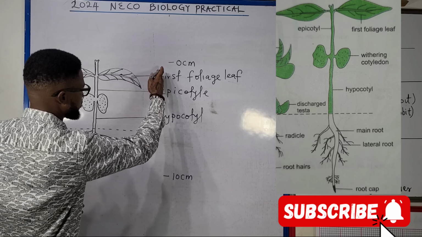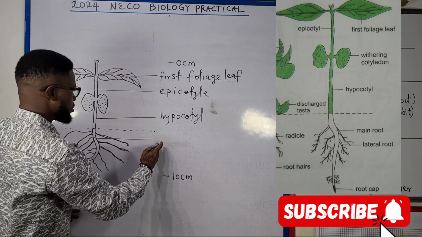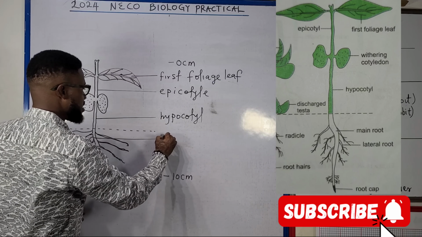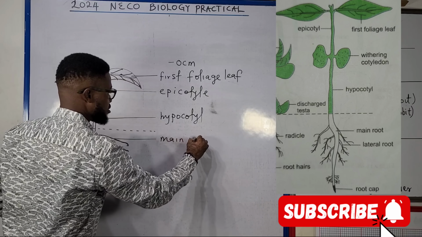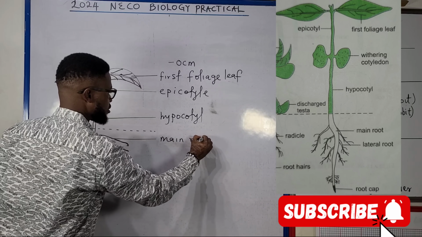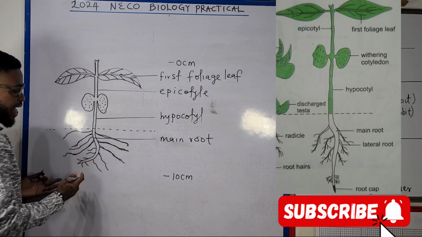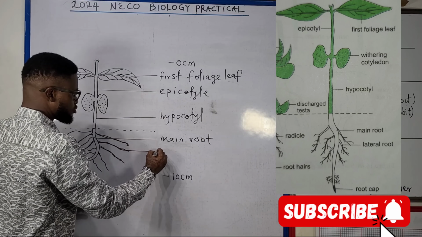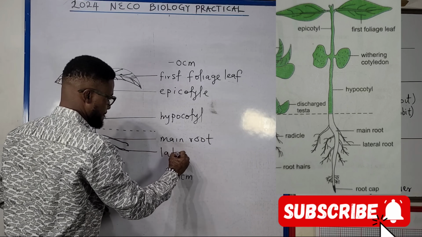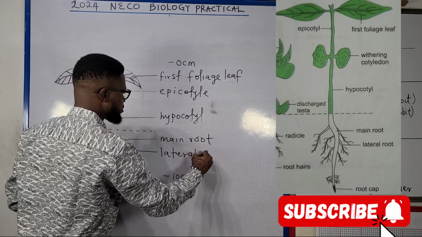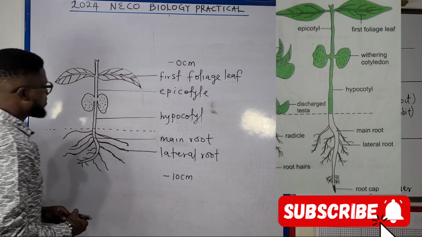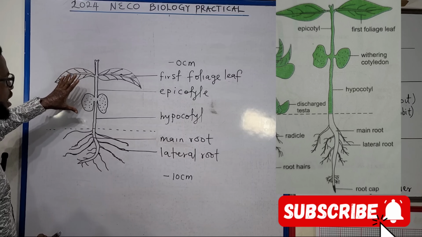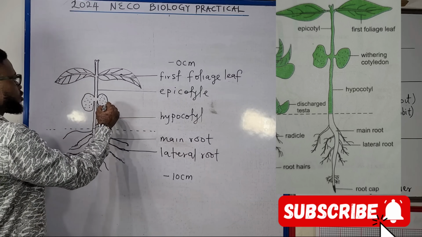You can see what I'm trying to do. The lines just match. You have the main roots, and by the side, what you can call the lateral roots. But most importantly, these are the important parts. And here you have your cotyledon.